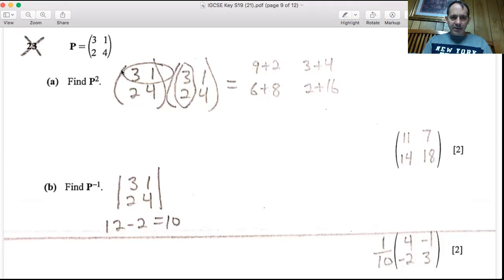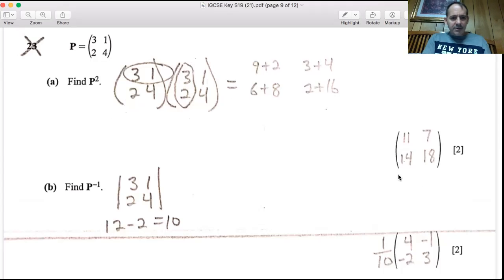Then if we multiply the first row by the next column, you get 3 plus 4, which is 7. That's when you intersect the first row with the second column. Then when you do the bottom row times the first column, you get 2 times 3 is 6, plus 4 times 2 is 8, 6 plus 8 is 14. Again, that's second row, first column. And then when you do second row, second column, 2 times 1 is 2, 4 times 4 is 16. That adds up to 18. So that would be your answer there.